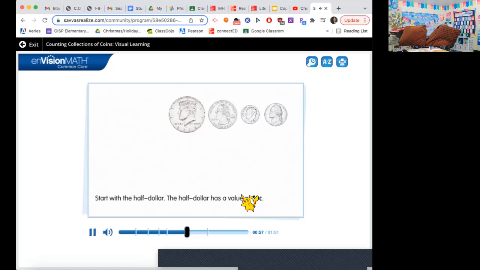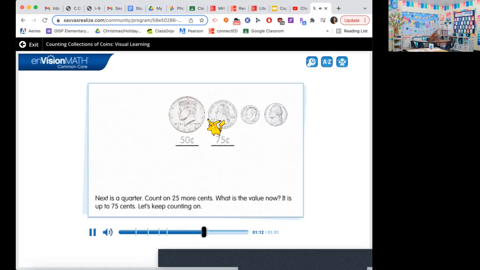Start with the $50. The $50 has a value of 50 cents. Next is a quarter. Count on 25 more cents. What is the value now? It is up to 75 cents. Let's keep counting on.